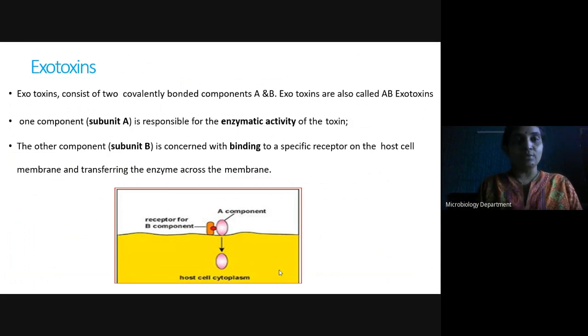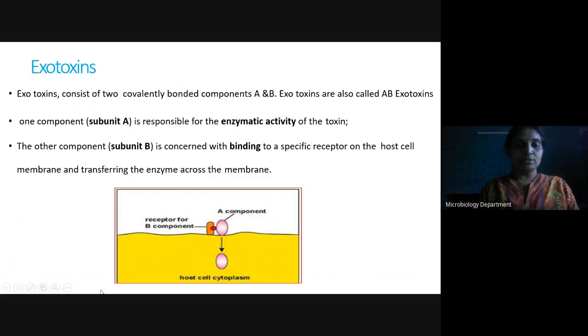Coming to the structure of exotoxins, exotoxins are composed of two important units, covalently bonded components A and B. That's why exotoxins are also called AB exotoxins. The subunit A is mainly responsible for the enzymatic activity of the toxin. It is mainly responsible for causing the disease in the host. But coming to the subunit B, it is mainly helpful to bind to a specific receptor of the host cell. Subunit A possesses enzymatic activity, and subunit B is mainly useful to bind to the host cell receptor.